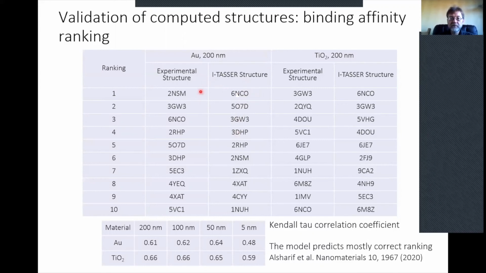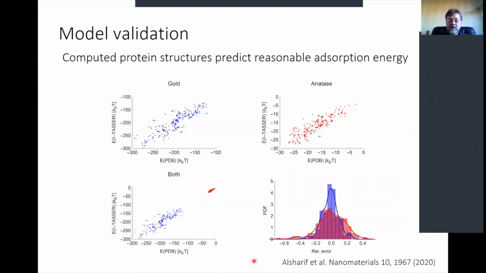For example, for gold, we see also the order is slightly different, but 6 out of 10 proteins are the same in the top 10 binders. For titanium dioxide, it's 5. And we can calculate a numerical measure of that prediction. And we see that the Kendall-Tau correlation coefficient compares two ranking tables on how well they match each other. And we see 66%, 60% or so is predicted correctly. So most of that is working well.